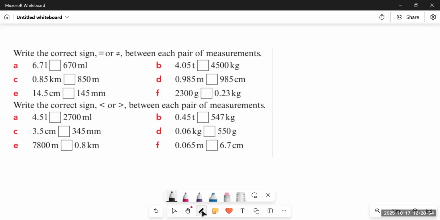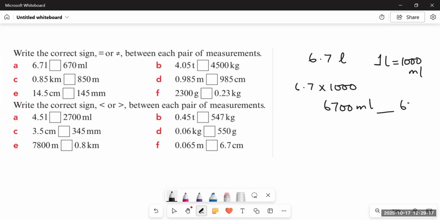Like in the first one, it's 6.7 liters and 670 milliliters. We know that 1 liter is equal to 1000 milliliters. So first of all, we will multiply 6.7 by 1000 to convert it into milliliters, and it would become 6700 milliliters. Then we will compare 6700 milliliters with 670 milliliters, and we know that 670 is less than 6700, so this one would become greater. Although it seems to be smaller, still it's greater.